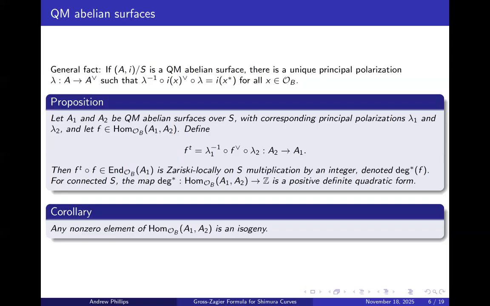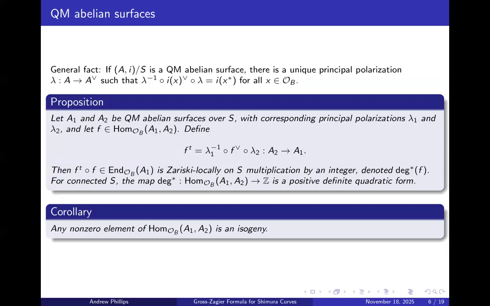In general, if you have a finite locally free morphism on schemes, then you can define degree. Like if you have an isogeny on an abelian scheme, you can talk about degree. But I want a different notion of degree here that takes into account this OB action. So if we start with two QM abelian surfaces, and we look at lambda 1, lambda 2, the corresponding principal polarizations from this general fact here.